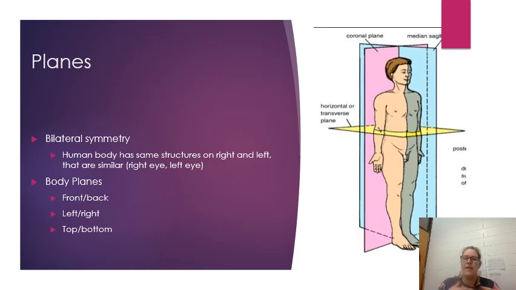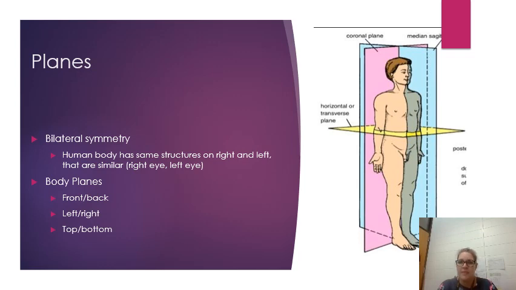All right, the body is divided into planes, and these planes help us determine some of the directional terms that we're going to be using. Bilateral symmetry: the human has the same structures on the left and right that are similar. So you've got a left eye, a right eye, a left arm, a right arm, etc. And you've got body planes that separate the front and the back, the left and the right, and the top and the bottom.